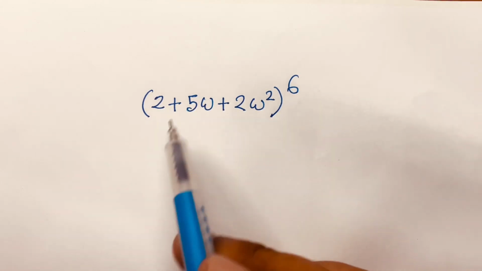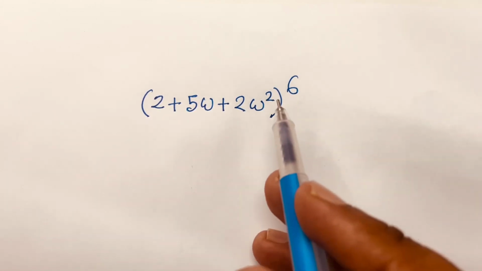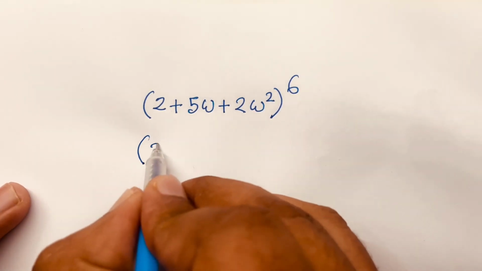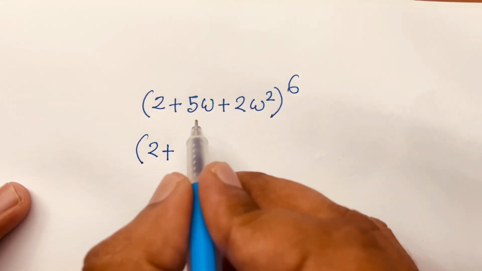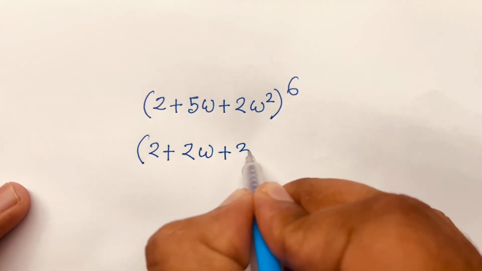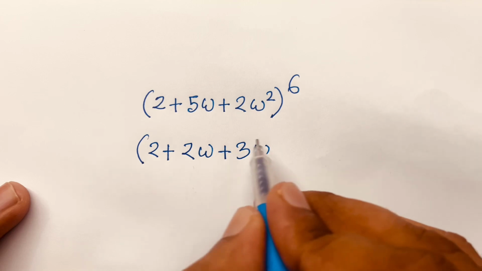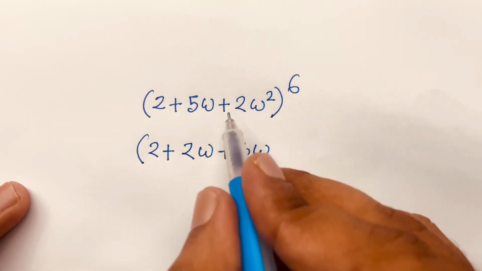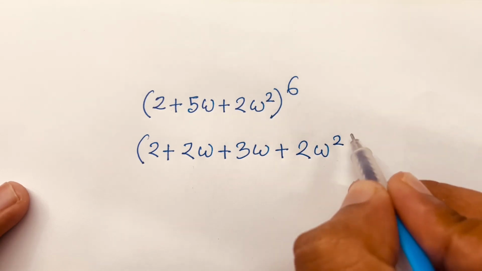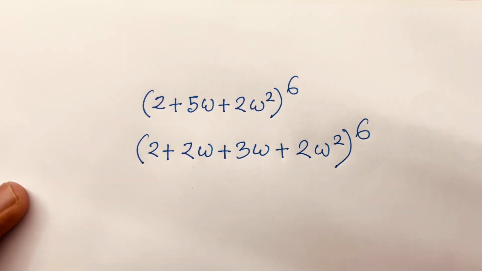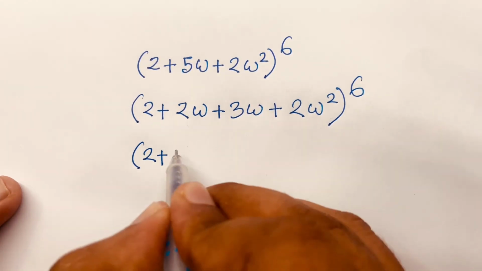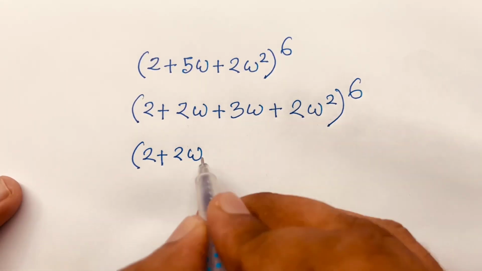How to solve (2 + 5ω + 2ω²)^6. First of all, I can say here 2 + 5ω can be written as 2ω + 3ω. Look, 2ω + 3ω is equal to 5ω. Then (2 + 2ω + 2ω²) is inside the bracket, and the bracket power is 6.